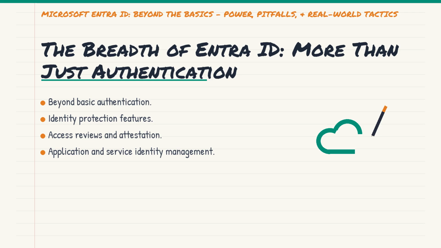This breadth means you can consolidate a lot of your IAM tooling into a single platform, rather than managing disparate systems. Think about the effort saved when you don't have to integrate a separate MFA solution, or a separate access review tool, or a separate B2B gateway. That consolidation is a major architectural win.